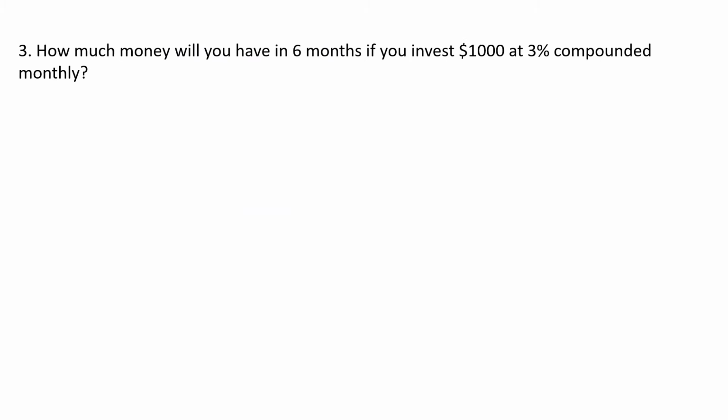Let's look at the setup for number 3. Number 3, how much money will you have in 6 months? When you see that right away, it's money. So I'm either going to be using the PERT equation or I'm going to be using A equals P times 1 plus R over N to the NT. And when it says how much money will you have, well, check it out. That would mean that is going to be your total amount, which means I'm going to be solving for A.